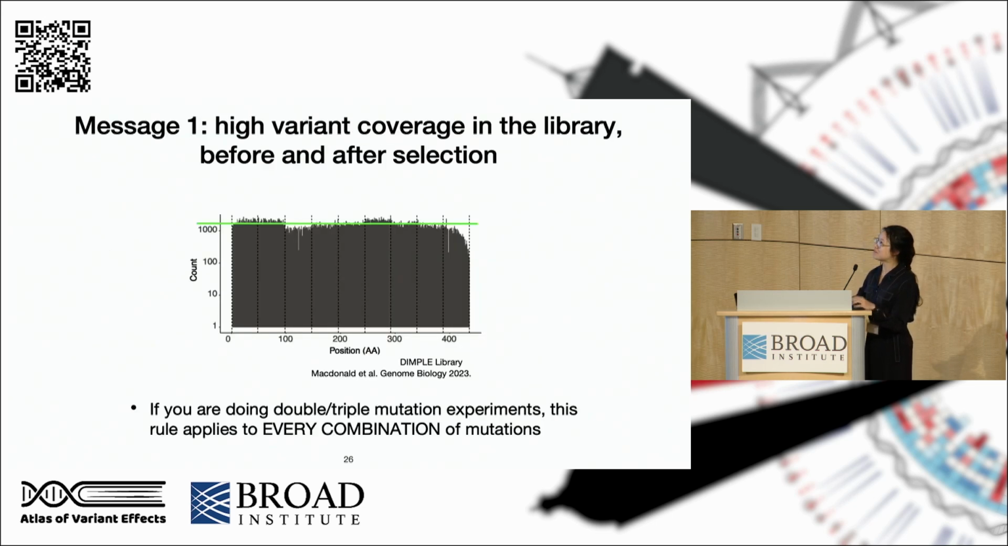Okay, so my message one is so simple: just get a high variant coverage in the library before and after selection. And honestly, I don't know how to do that, but just try hard, okay? Also know that if you're doing double or triple mutation experiments, this rule applies to every combination mutation, and that space will be huge if you're doing double, like 500 amino acid positions times 20, and then you have to do an exponential scale. So I don't know, it's hard.